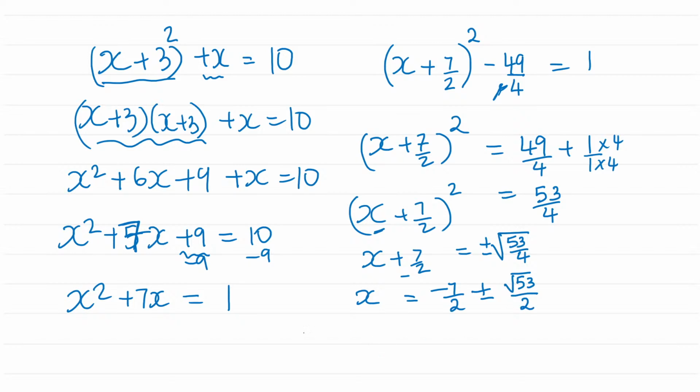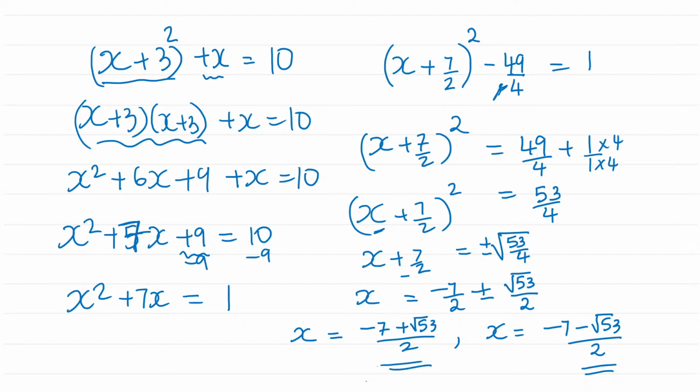Okay, so the first solution is going to be x equals minus 7 plus square root of 53, over 2. They both have the same denominators, so we can put them together. So that is your first solution. The next solution is going to be x equals minus 7 minus square root of 53, over 2. Okay, so these are your two solutions, guys.